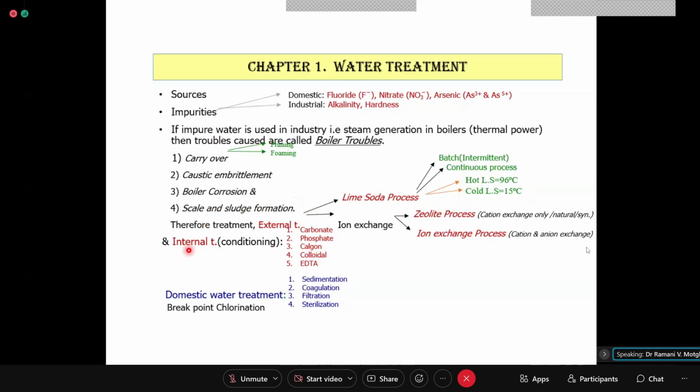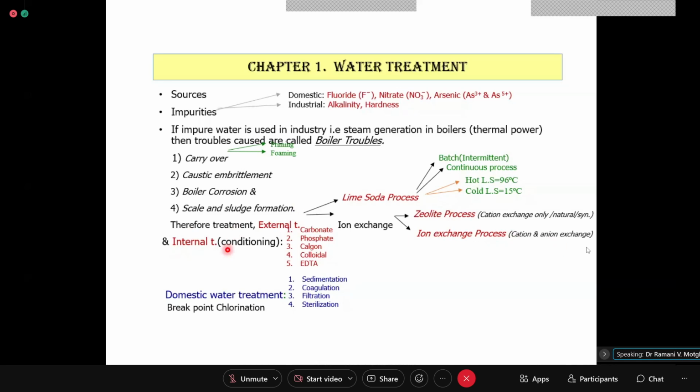To avoid this, we go for a treatment. The treatment is divided into two: external treatment and internal treatment. The external treatment is divided into two: the lime soda process and the ion exchange process. The lime soda process can be classified as batch, continuous, hot and cold lime soda process. In the ion exchange process, you have the zeolite process, which is only a cation exchange process, and the second one is the ion exchange process where cations as well as anions are removed, so you get demineralized water here.